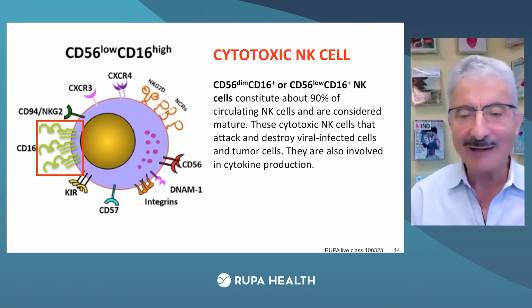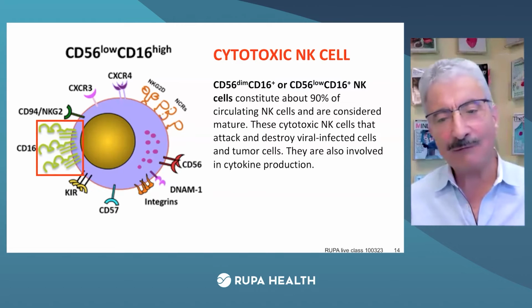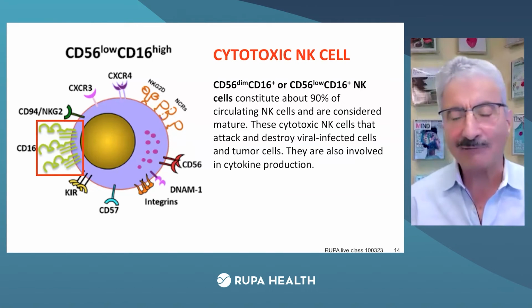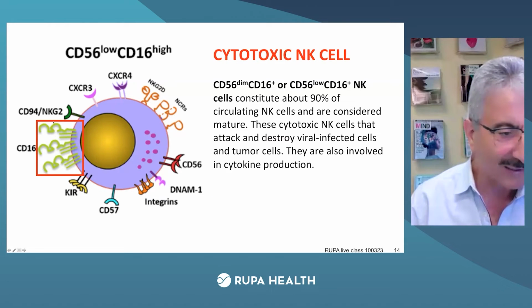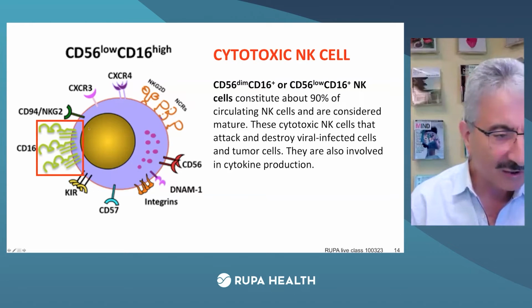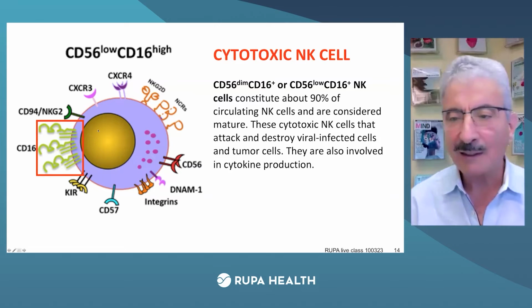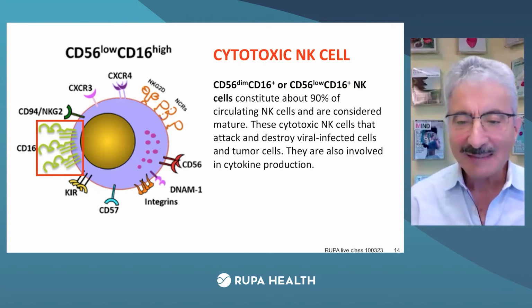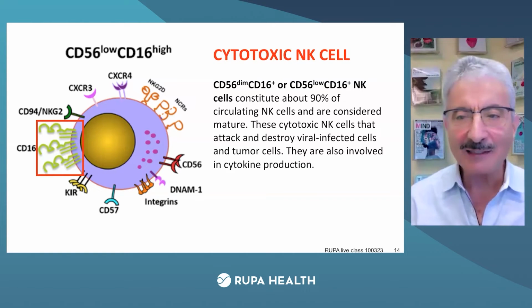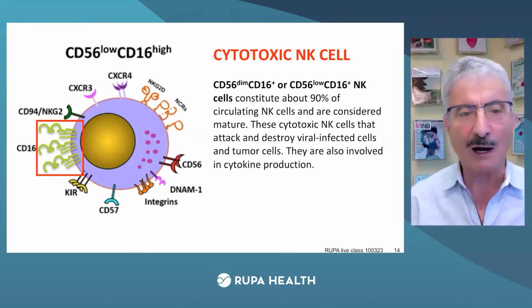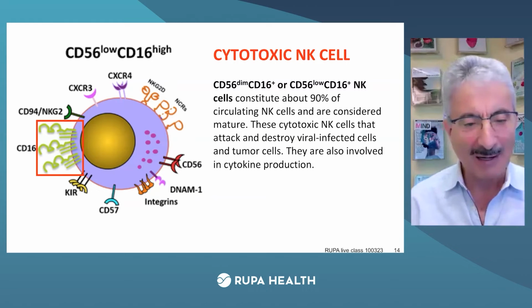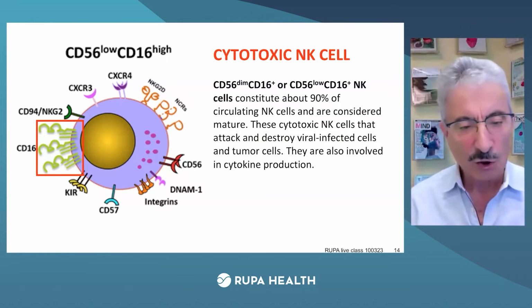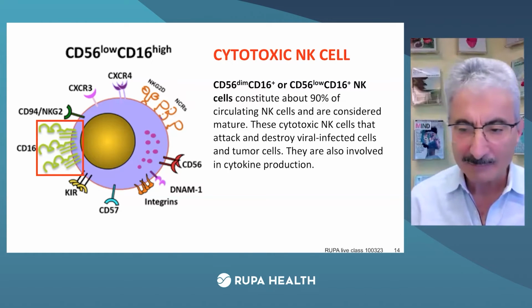The next one is the opposite. CD56 is almost negative, but CD16 is highly positive. You can see the cluster of differentiation of CD16 right here. These cells are highly cytotoxic, and that's why we call them cytotoxic NK cells. They have the capacity to kill tumor cells and virus-infected cells.